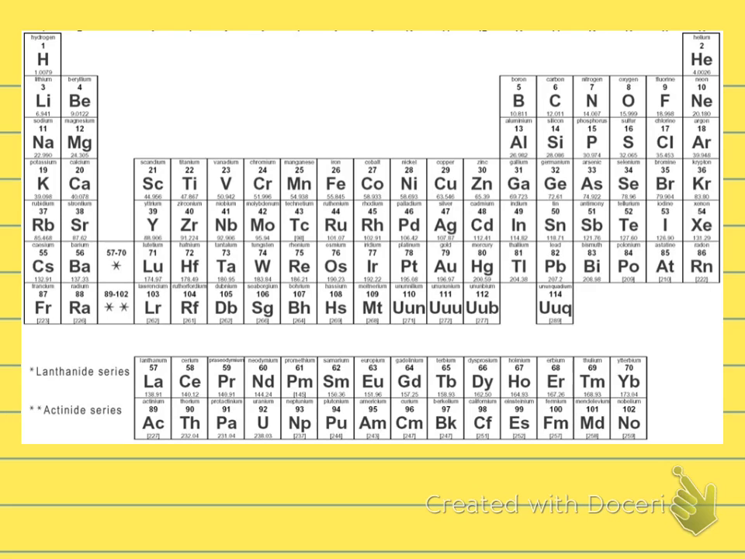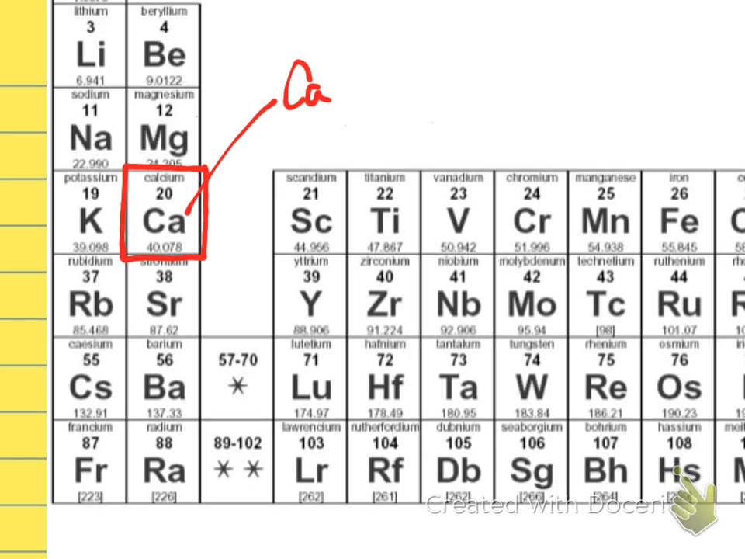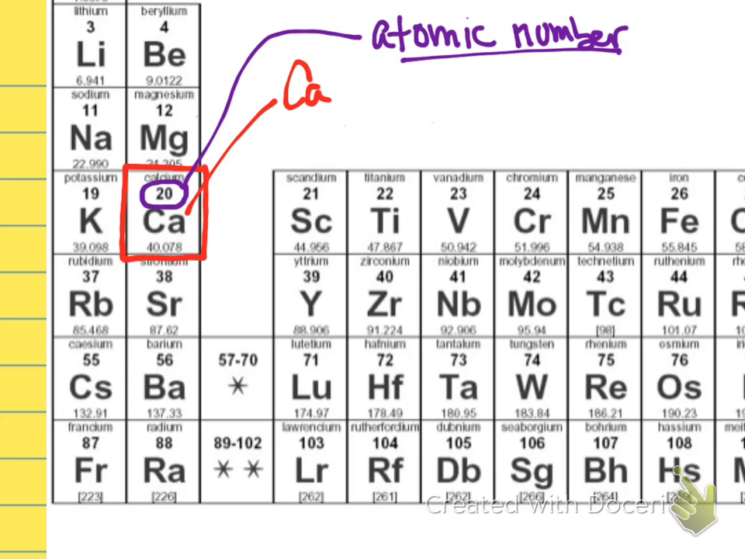Let's walk through one of them. We'll start off by taking a look at calcium. That's this one. So within each square, you see a symbol. For calcium, it's Ca. And you also see two numbers. The whole number that's very often given above the symbol is the atomic number. The atomic number is equal to the number of protons. So, any element of calcium has 20 protons.